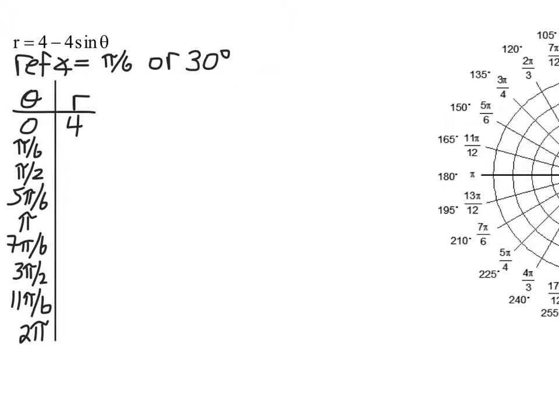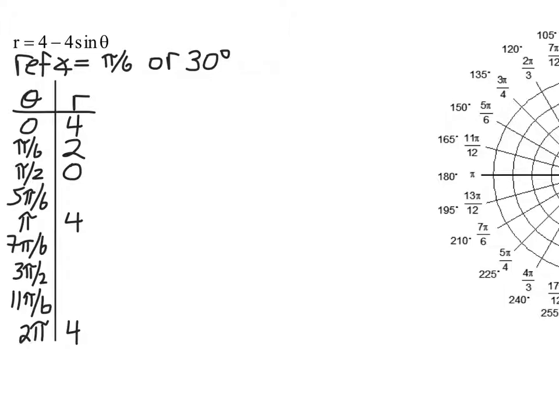For pi, we're also going to get a 4, and for 2 pi, we're also going to get a 4, only because the sine of theta part is going to 0 out. Now, pi over 6 gives us a sine value of 1/2. 4 minus 4 times a half, so 4 minus 2 is 2. Sine of pi over 2 is 1, so 4 minus 4 is 0.